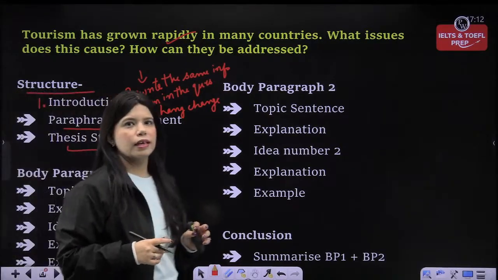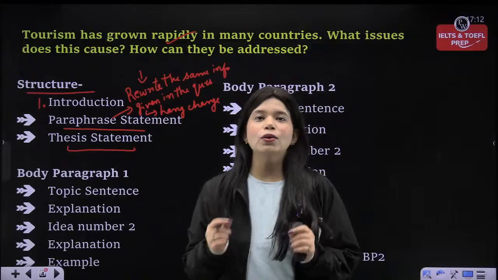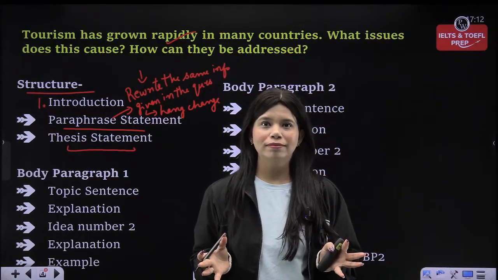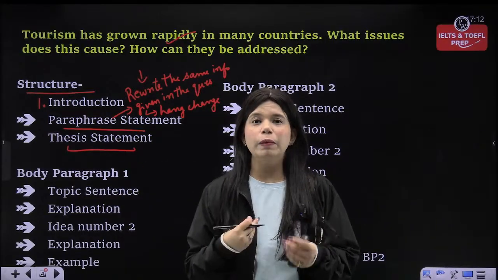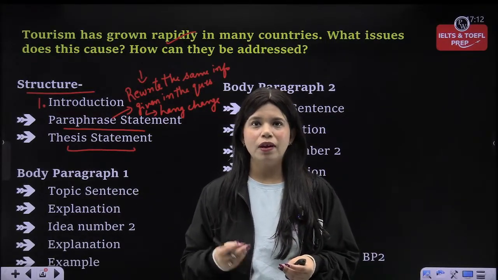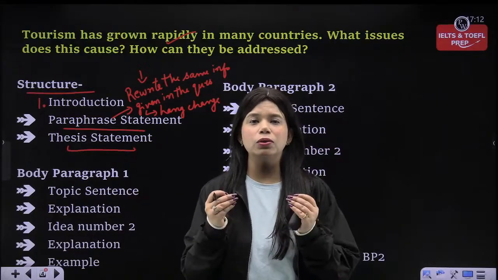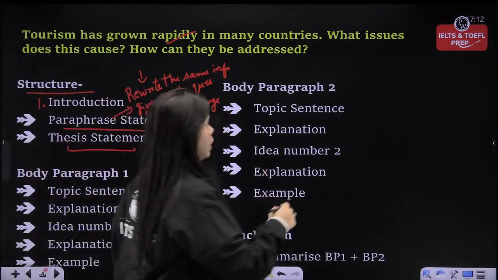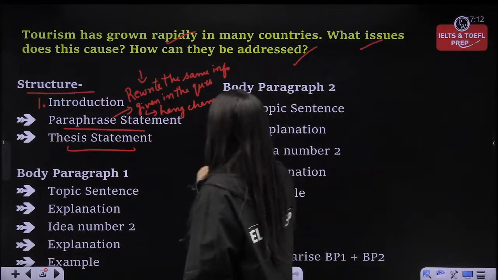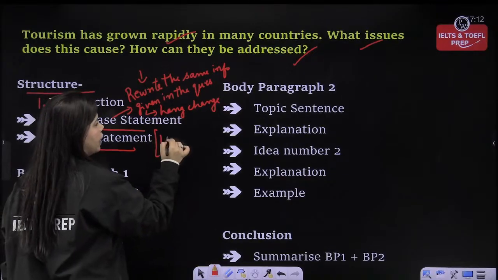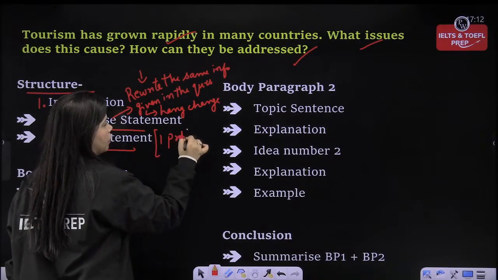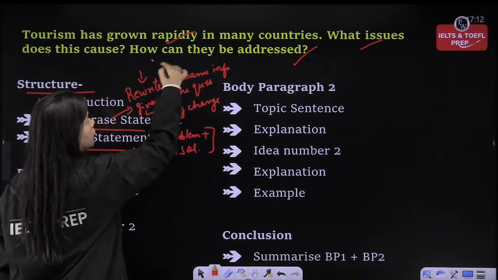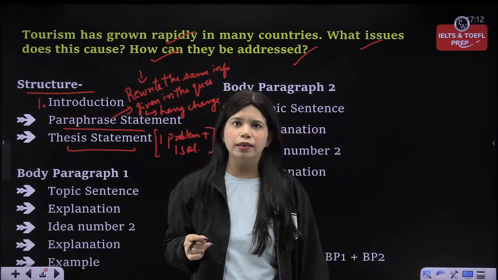And for thesis statement में क्या जाता है? What do you think? Do you think thesis statement is all about opinion? Yes or no? Do you think in this question we are being asked our opinion? Well, in thesis statement, you need to answer whatever the question is asking. So what in this case they are asking? They are asking issues and solutions. That means in thesis, we will write one problem. Issue means problem. We will write one problem plus one solution. That means both these questions need to be addressed in the thesis statement.